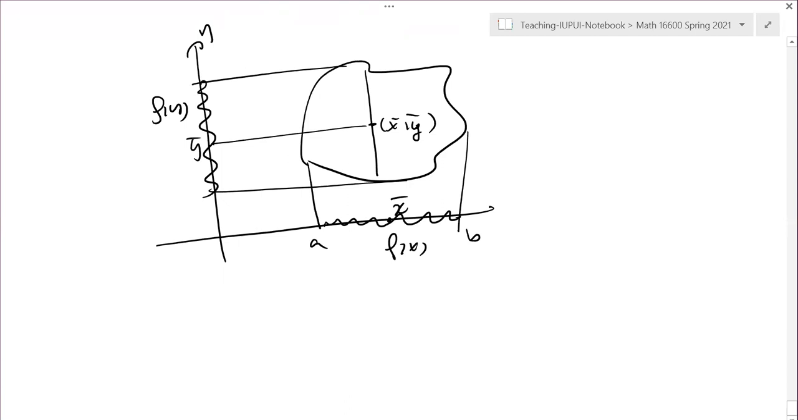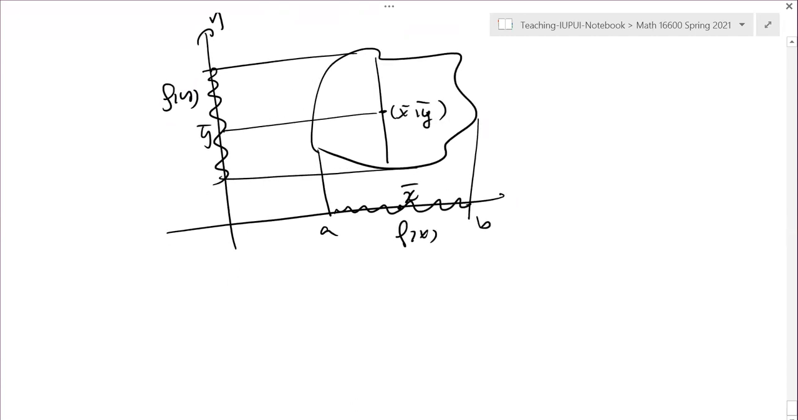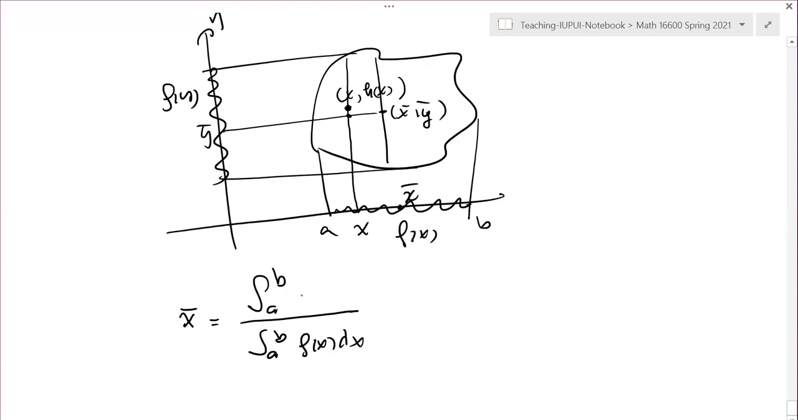Okay, so let me draw a picture like that. If this is an arbitrary point, and this will be the center, x and h of x, then let me write this down again. This is the integral from a to b of rho of x dx, and the integral from a to b of x rho of x dx. Now you can find the y bar using a similar formula.